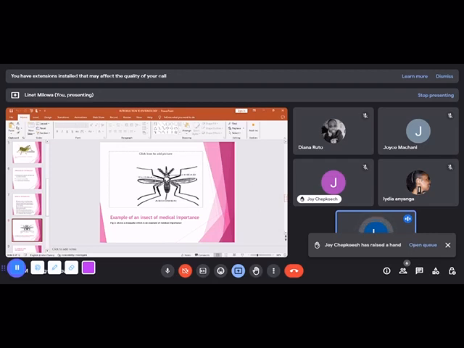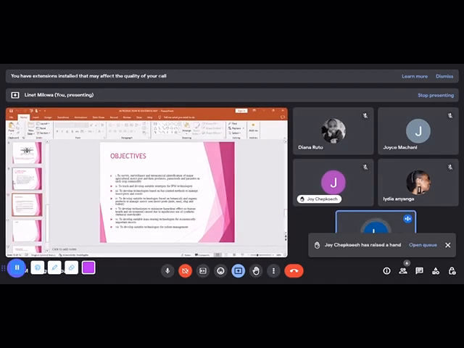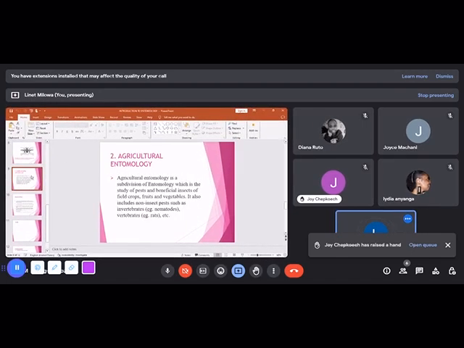Then the second branch of entomology which you're going to learn is the agricultural entomology. And as you can see from our environment, it is made up of plants, so many beautiful things. So that's what entails the agriculture. So when you come across the term agricultural entomology, what comes into your mind? Yes, Diana?